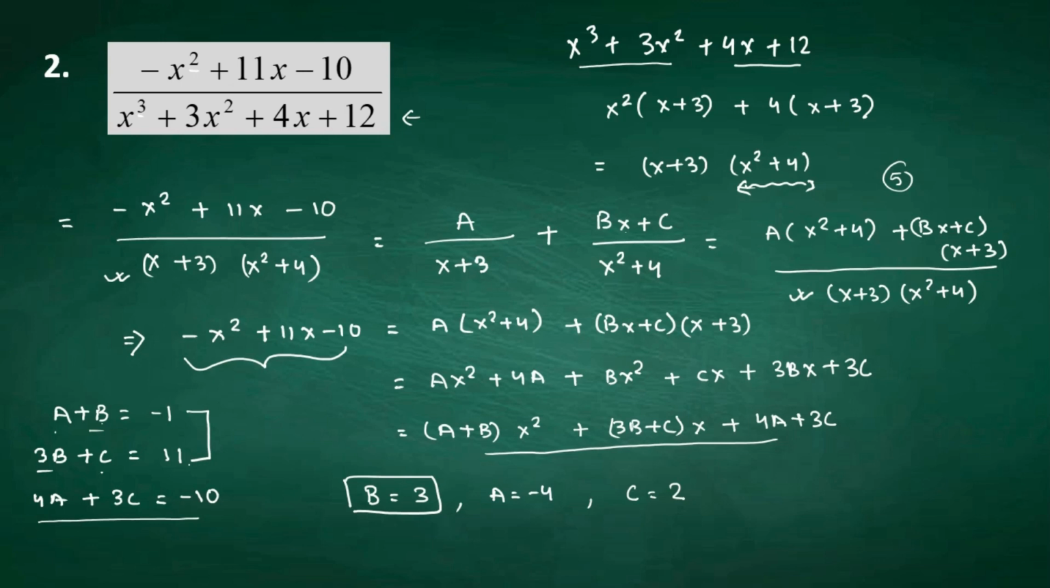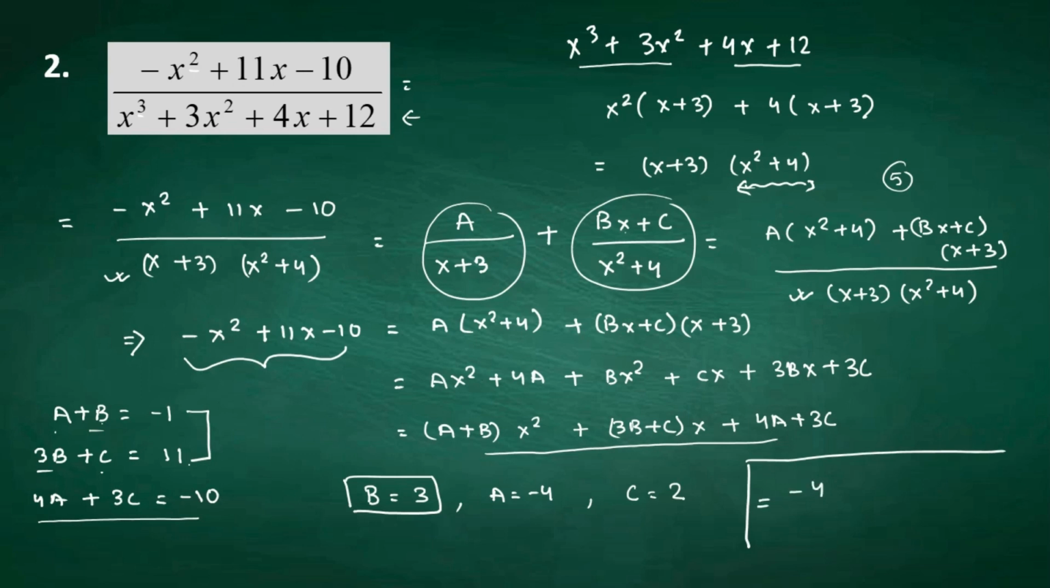Alright, and if we write it, you can say this equation can be now written as, over here we can just substitute it in this place. So let's write the final thing over here. So you obtain minus 4 over x plus 3 plus 3x plus 2 over x square plus 4. So you obtain this as your final answer.